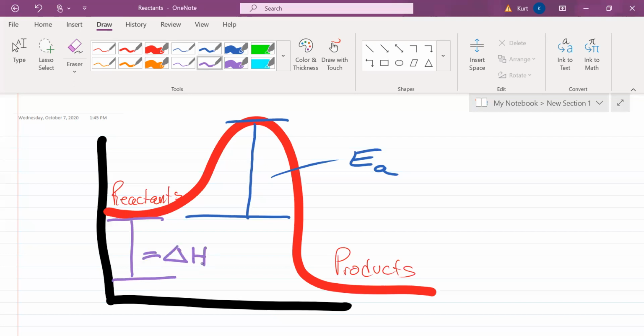All right, there you go. That's what you should have. Now, I've already given away that this is an exergonic reaction, but we're going to expand on that. Exergonic simply means that energy is exiting the system, or the reaction.